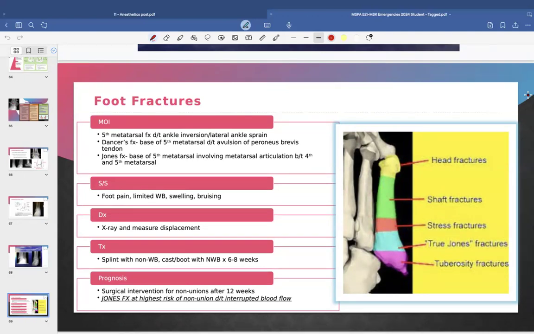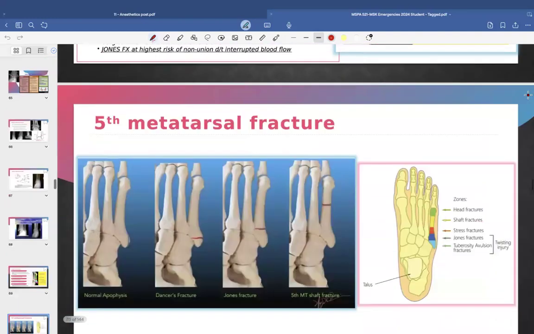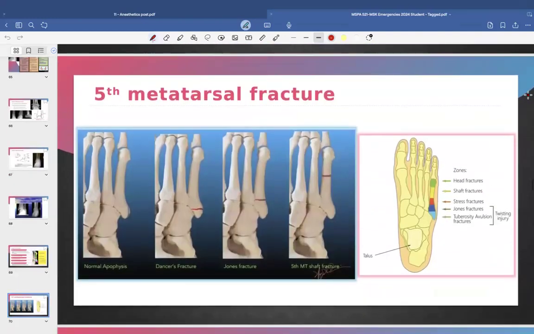But most people can be non-weight bearing in a boot or cast. If it is not aligned or there's displacement on it, because of the high risk of a non-union, they will do a surgical intervention. Here's your Jones fracture, there's the base.